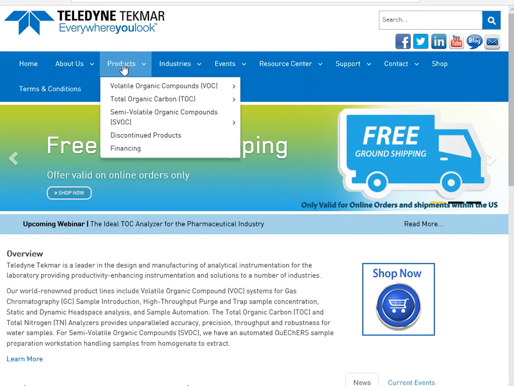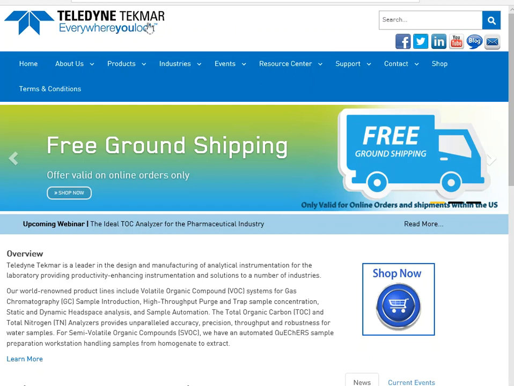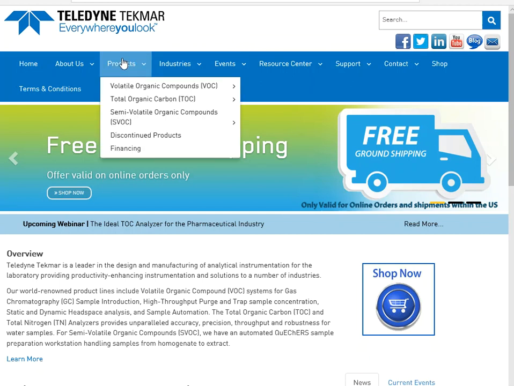Up here at the very top, you're going to go under products. Teledyne Tekmar, by the way, is teledynetekmar.com. So if you do want to go to the website, that's their website address. It's just the name of the company.com, and you got it. So under the product tab, there's a couple of different things under here.